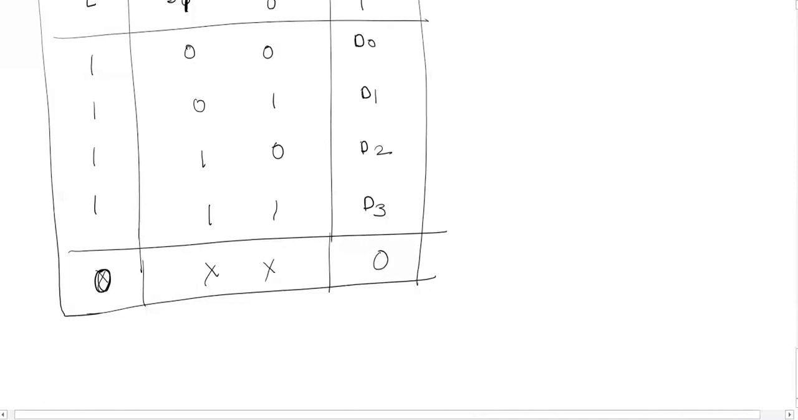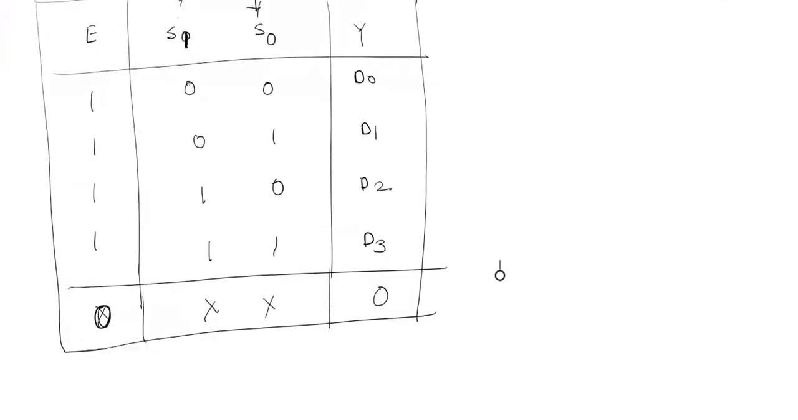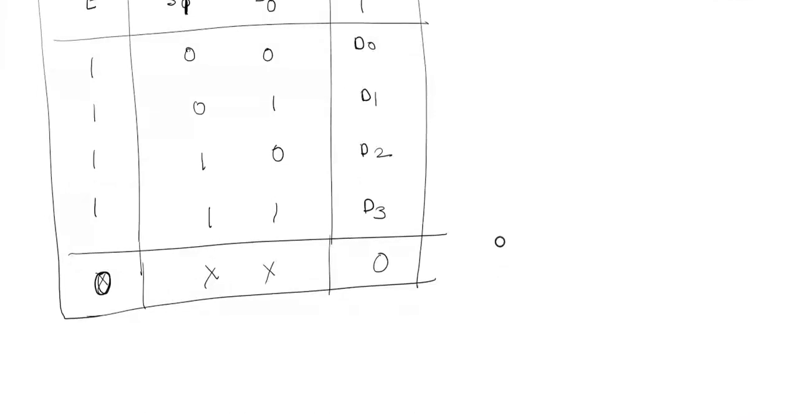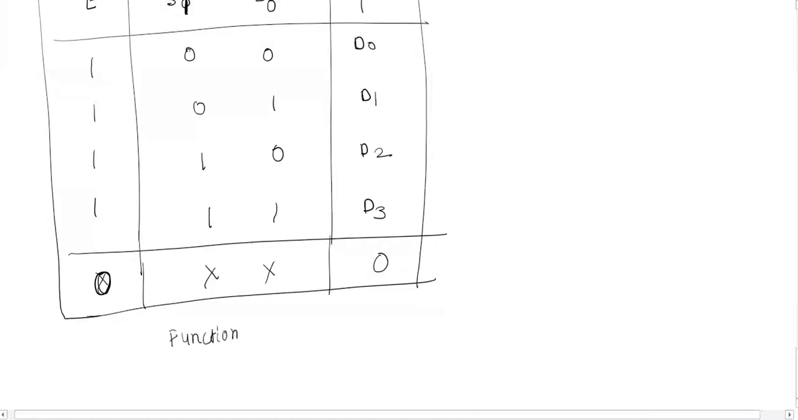Now I can identify the functional truth table. This is the function table of 4:1 mux.